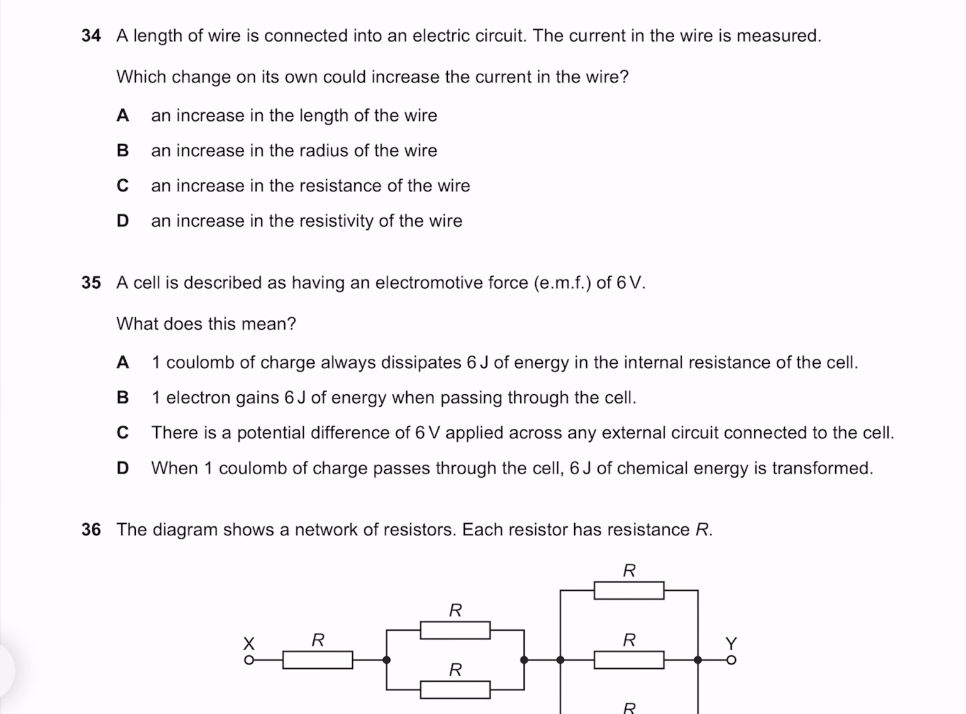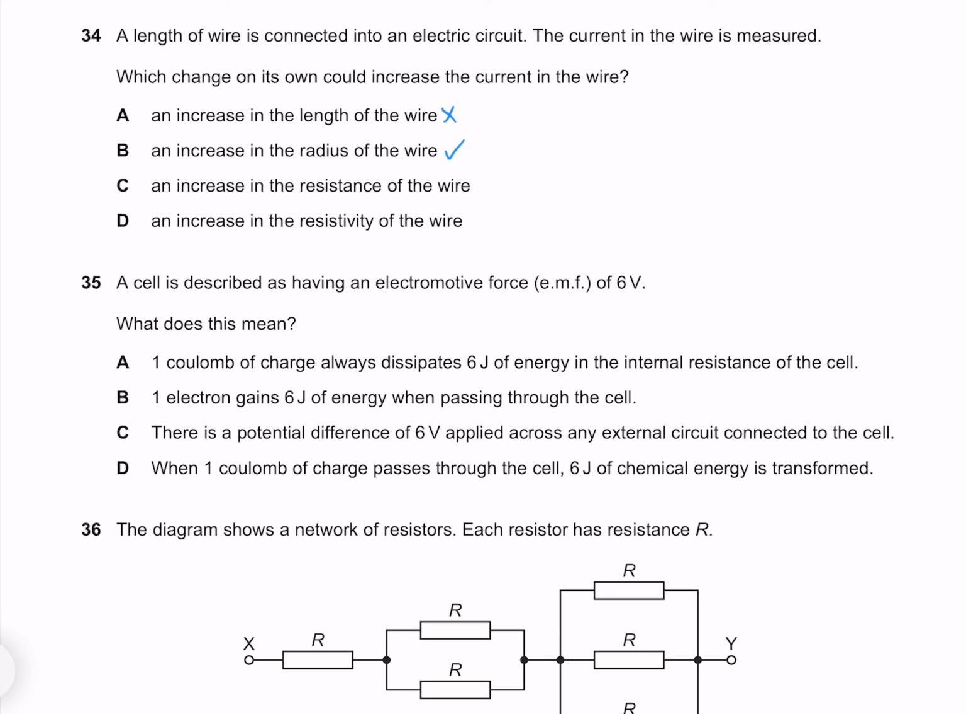A length of wire is connected in an electric circuit. The current in the wire is measured. Which change on its own could increase the current in the wire? An increase in the length of the wire is going to increase resistance and decrease our current, so it's not A. An increase in the radius of the wire is going to decrease the resistance, so it will increase our current, so it looks like our answer is B.